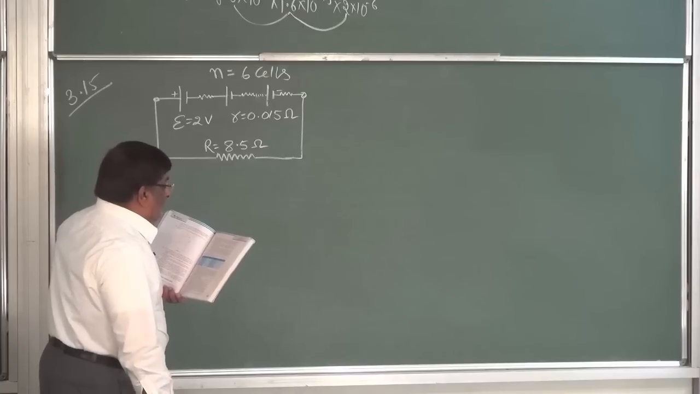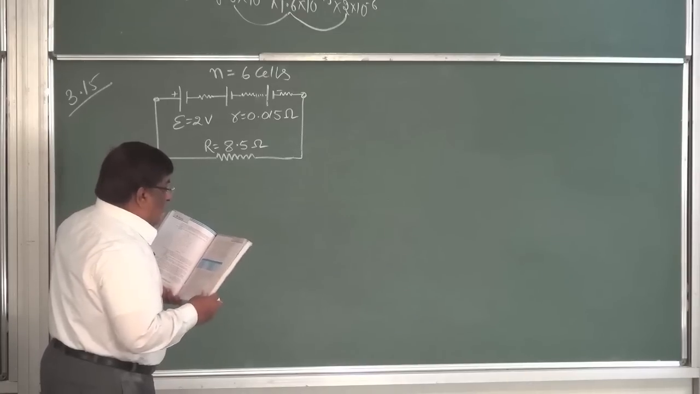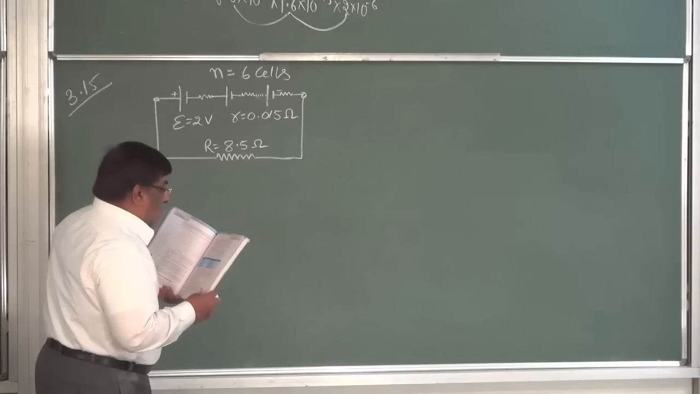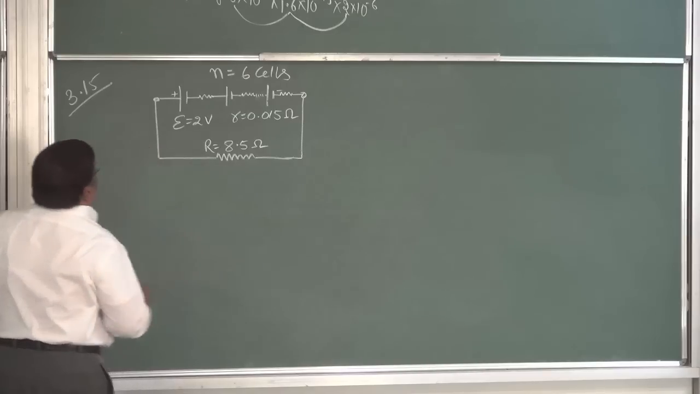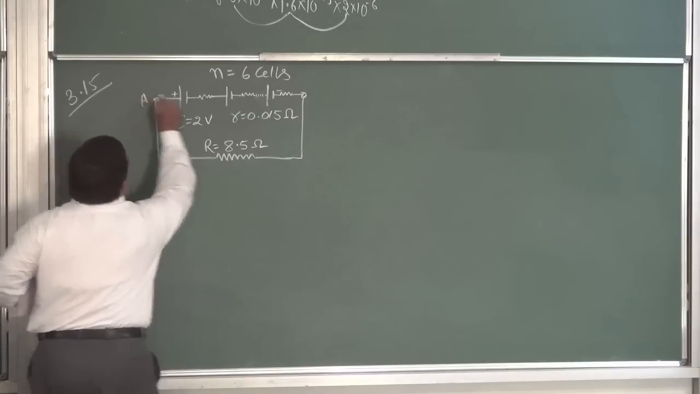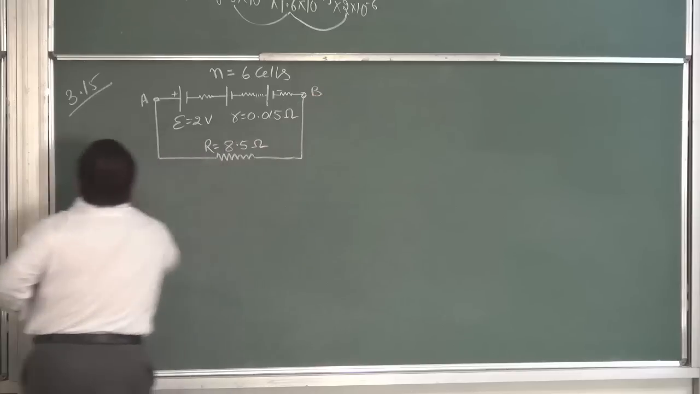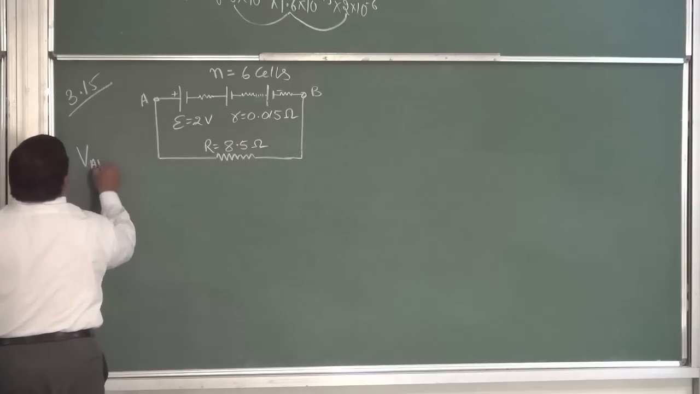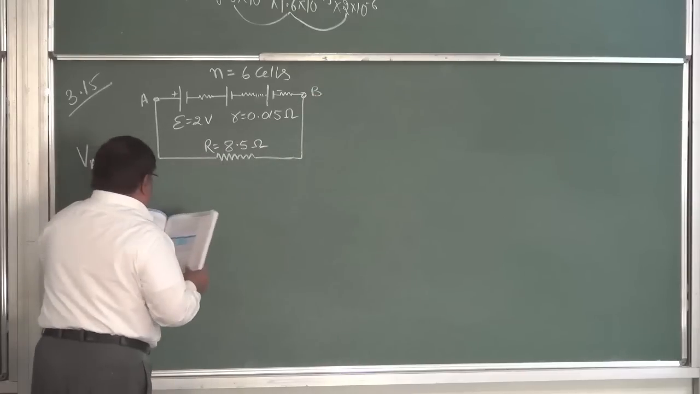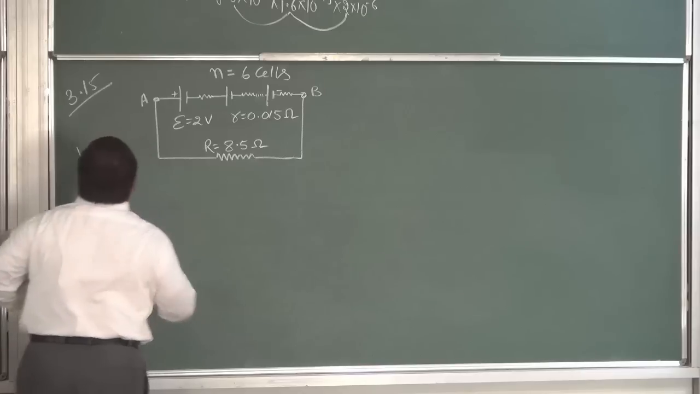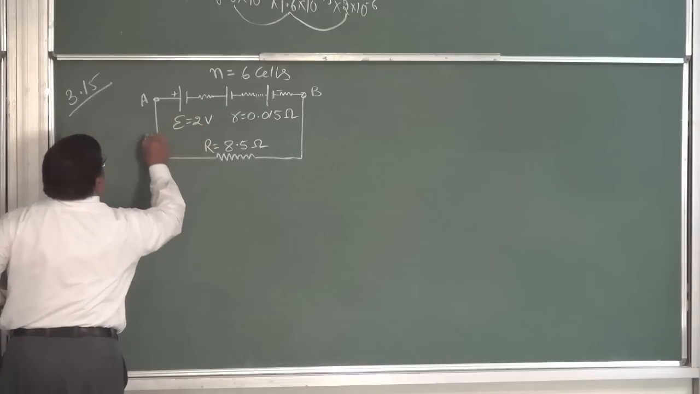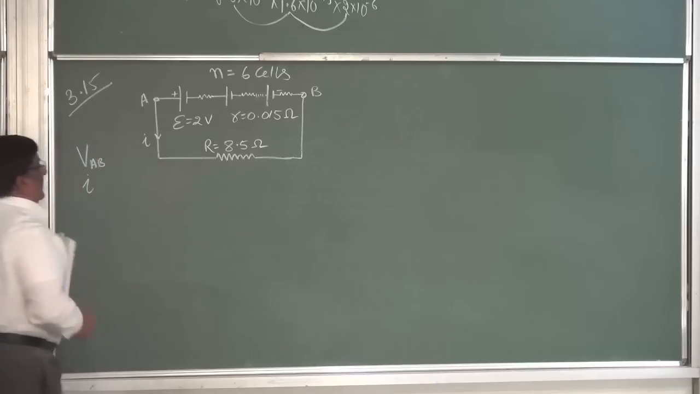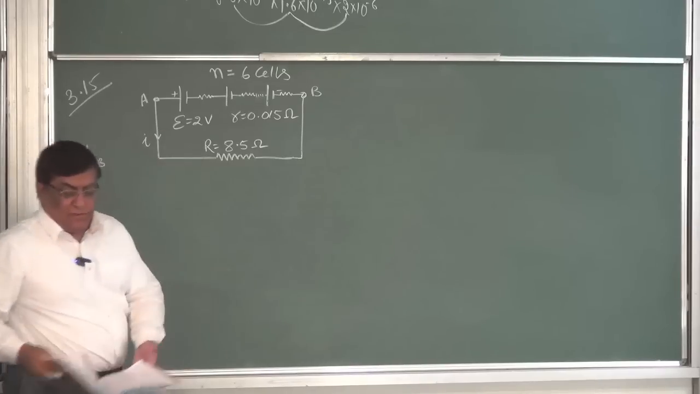The question is, what is the current drawn from the supply and its terminal voltage. We have to find two things. The voltage between A and B will be known as terminal voltage. Second, what is the current I in this loop? This we are supposed to find out.